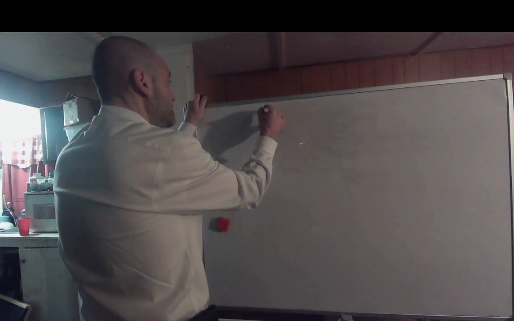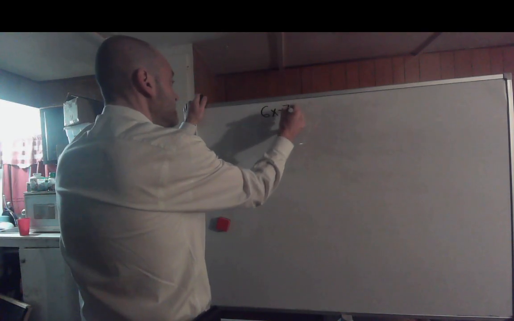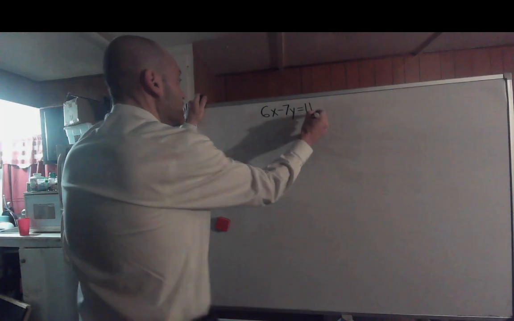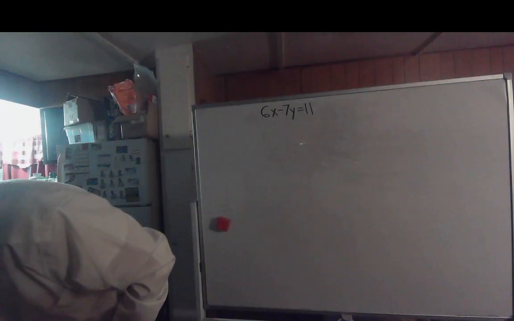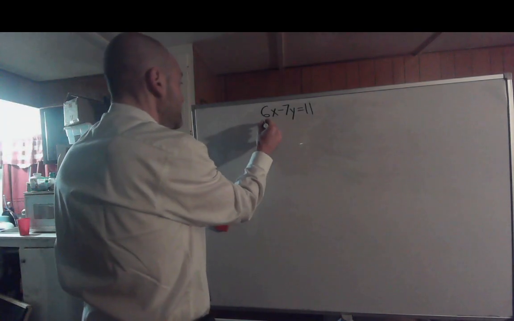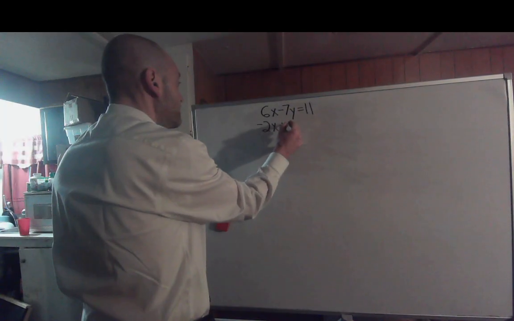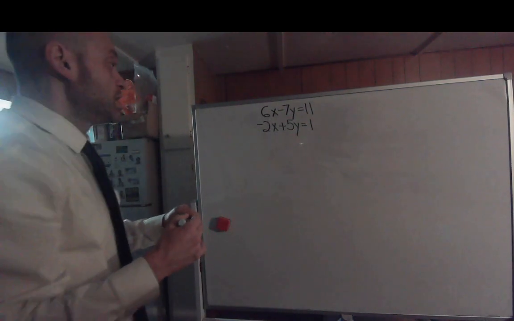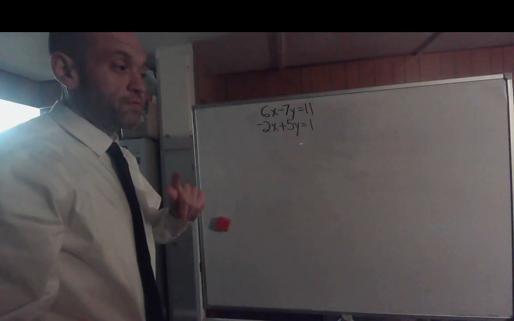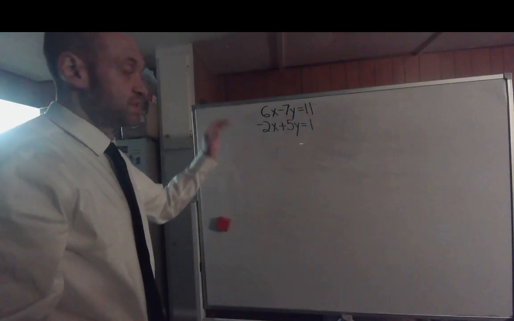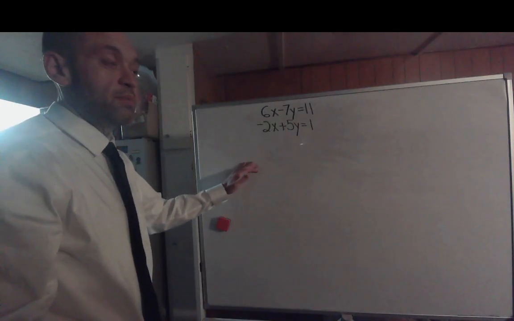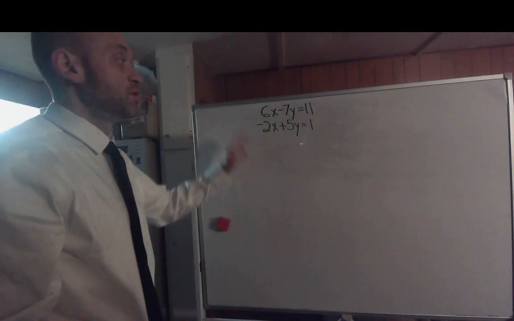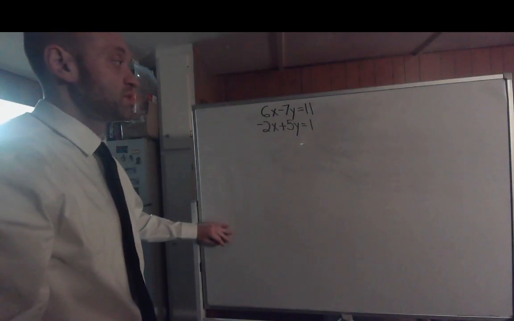So, let's say, for example, you have 6x minus 7y equals 11, and then you have -2x plus 5y equals 1. So far we've learned about substitution and elimination without using matrices. Now we're about to cross over and use matrices to solve systems.